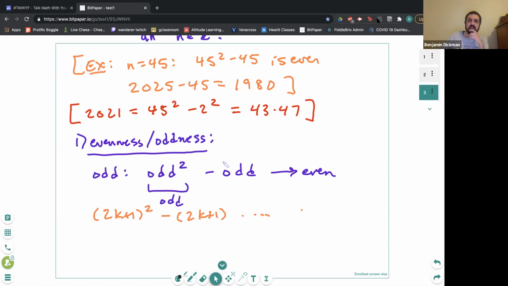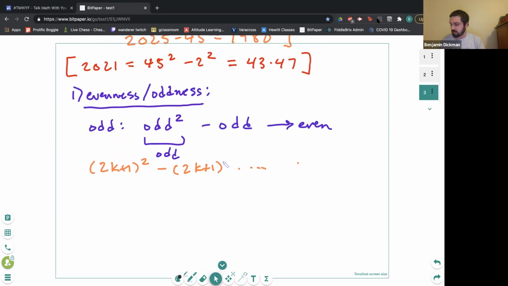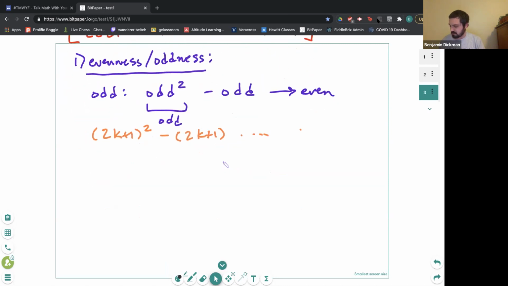Yeah, odd squared minus odd gives you even. Notice that for what it's worth, I didn't write an equal sign. I put in an arrow. I try to avoid abuses of the equal sign. And I'll mention why in a moment, but does someone want to talk us through the even case?